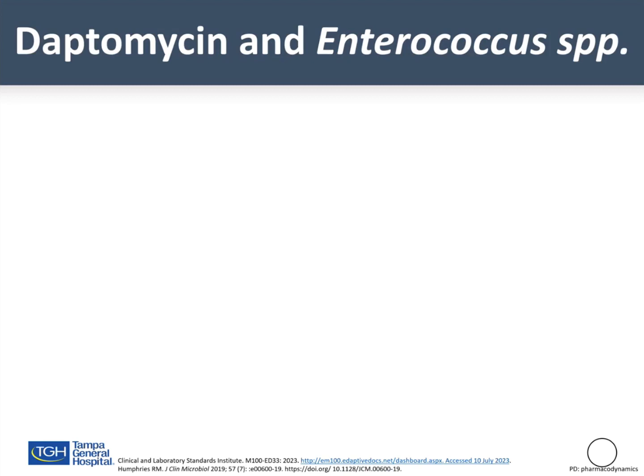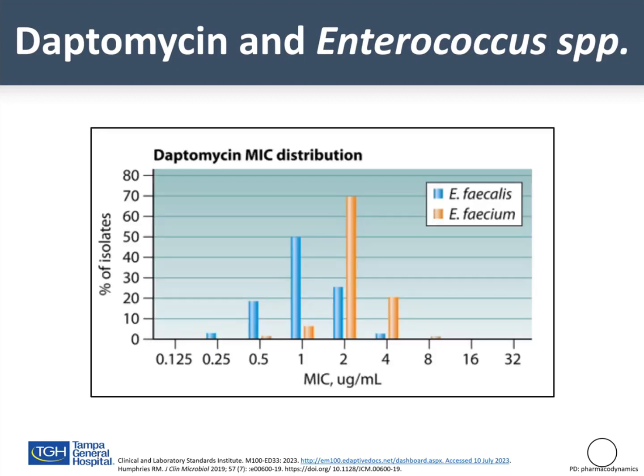One question I got recently is, how do you decide what dapto dose you choose for an enterococcal species, and why does the dosing seem to have changed over the last few years? So when the drug first came out, skin and soft tissue infections was 4 mg per kg Q24-hour dosing. Everything else was basically 6 mg per kg Q24-hour dosing.